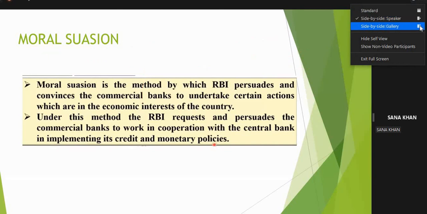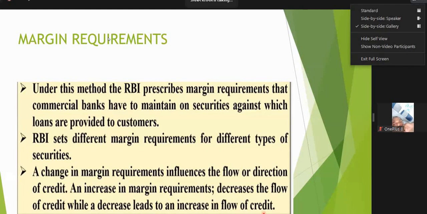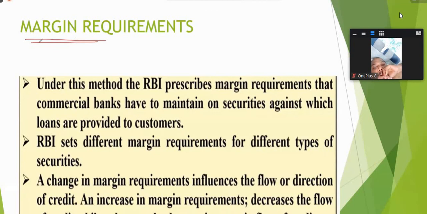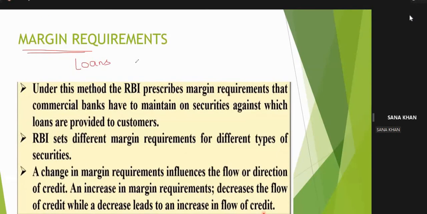Then we have margin requirements. Any idea what margin requirements are? Suppose, from a banker's point of view, securities are given at the time of the loan. Yes, exactly. That is margin requirements. Correct? If I ask you now on the online platform, sir or madam, I am teaching you, can you please lend me 5 lakh rupees as a loan? Will that be enough? Is mutual understanding enough?